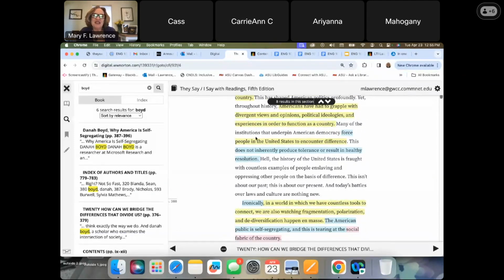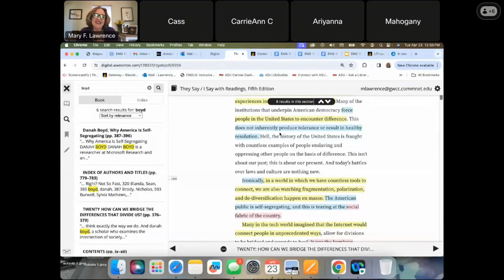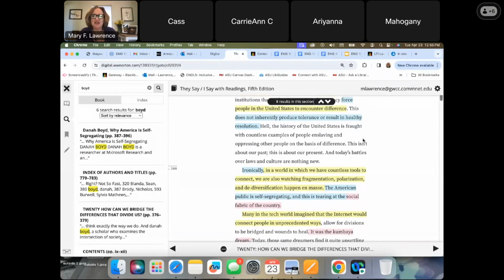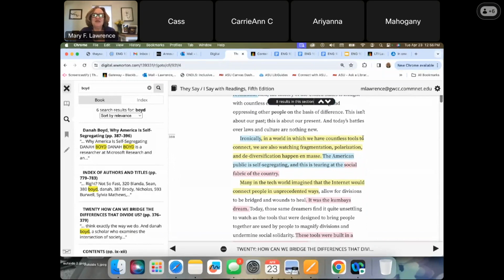But then she says many of the institutions that underpin American democracy. So that idea of school and religion and employment, all those things are the institutions. She said they force people in the United States to encounter difference. That essentially, if you are a member of society, you're interacting with all different perspectives and types of people. But this does not inherently produce tolerance or result in a healthy resolution. So just because there are differences doesn't mean people tolerate them. And then she gives some examples.